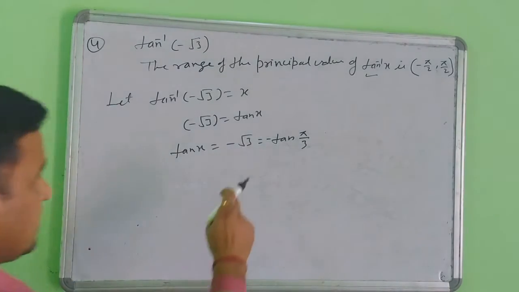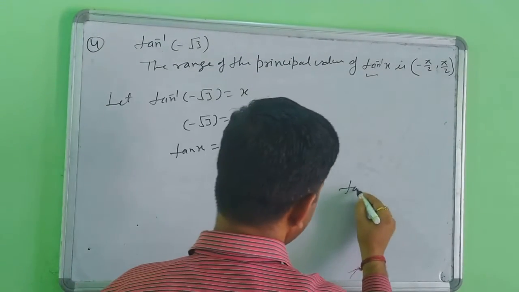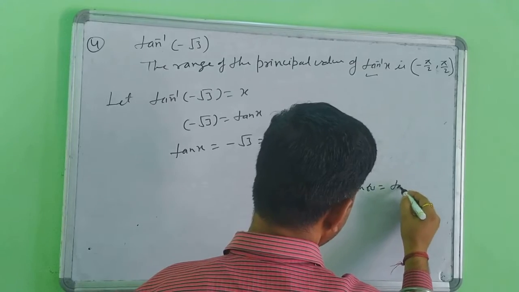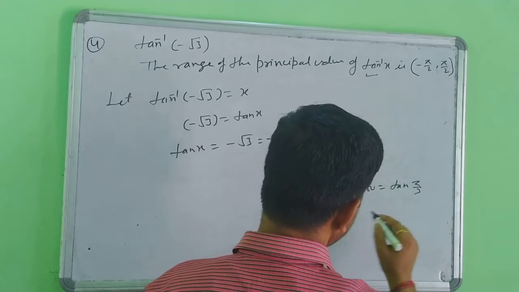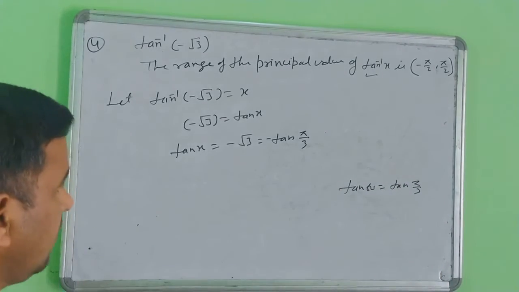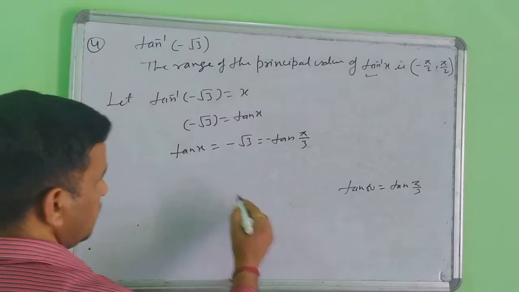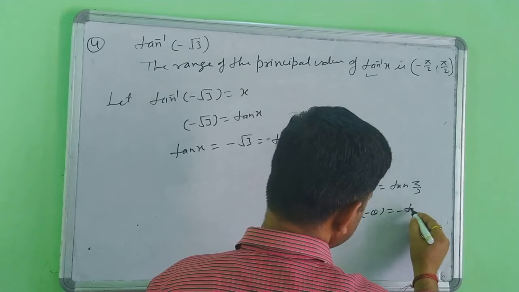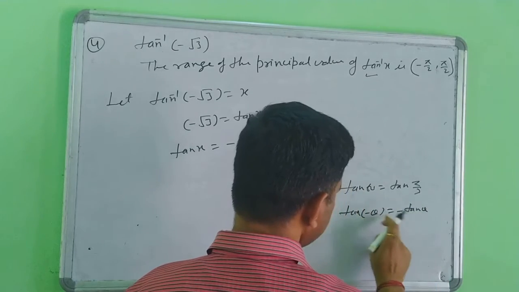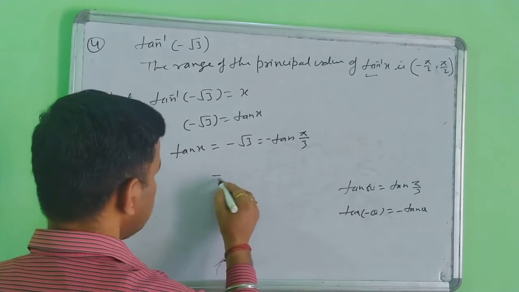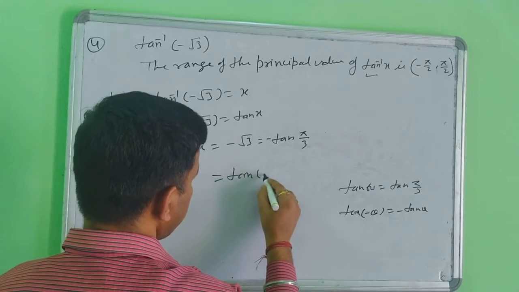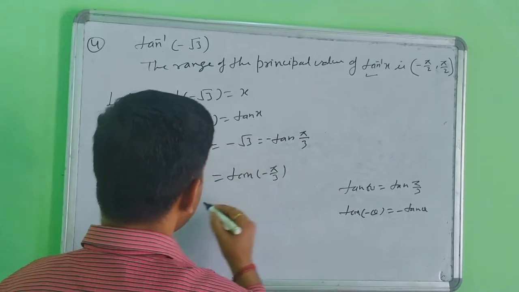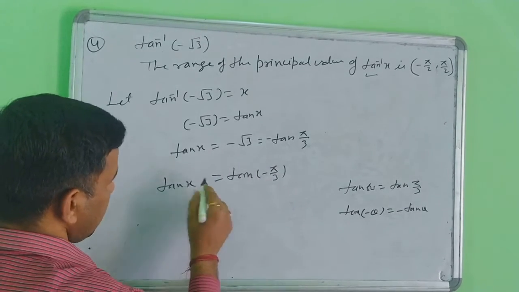This is the value of pi by 3, tan 60. So you can write here tan pi by 3. And then you know that tan minus theta equals minus tan theta, meaning this minus sign you can take inside. So now tan minus pi by 3 is equal to tan x.